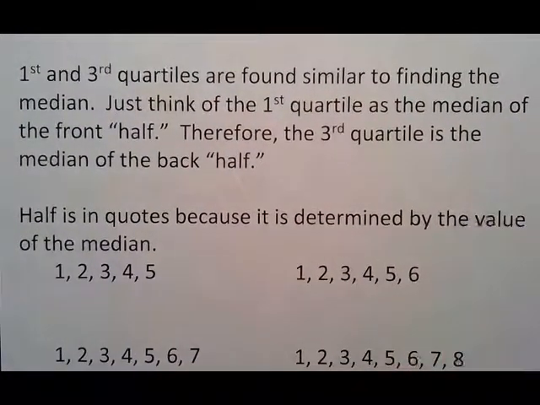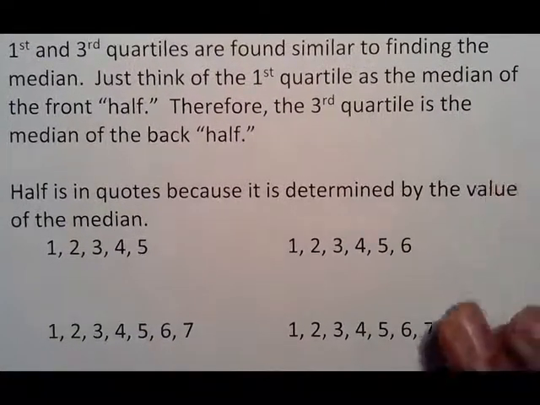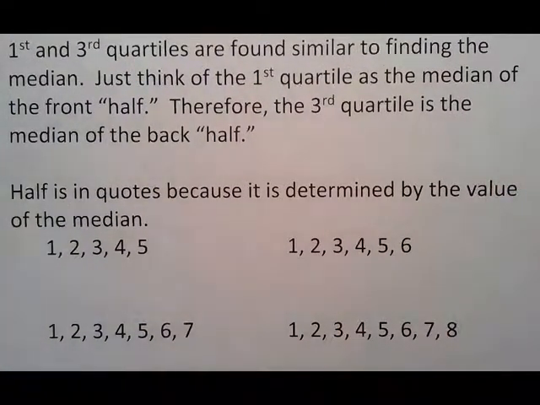The first and third quartiles are found similar to finding the median. Just think of the first quartile as the median of the front half, and the third quartile as the median of the back half. The half is in quotes because it is determined by the value of the median. So again, I'll discuss it very quickly, but this is for your quartile stuff whenever you see it.